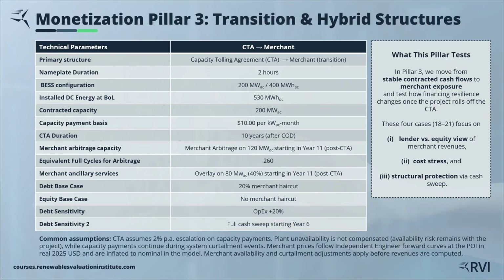First, OpEx plus 20%. This checks cost resilience if operating costs come in higher than expected. And second, we are again asked to run a full cash sweep starting in year 6. This is the structural protection test. If we assume a 5-year mini-perm and there's no refinancing, and lenders push cash toward debt repayment starting in year 6, how much does that improve the lender's downside outcome, and how fast does principal come back?